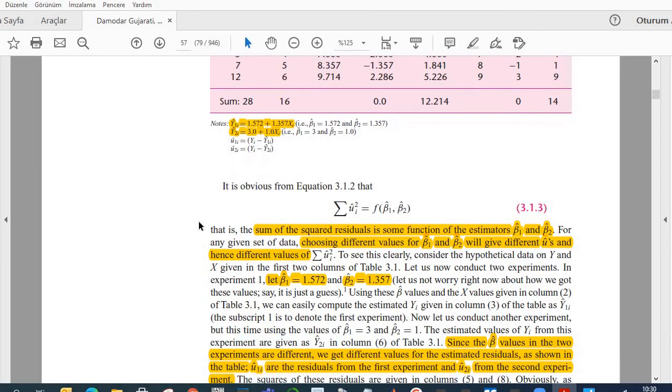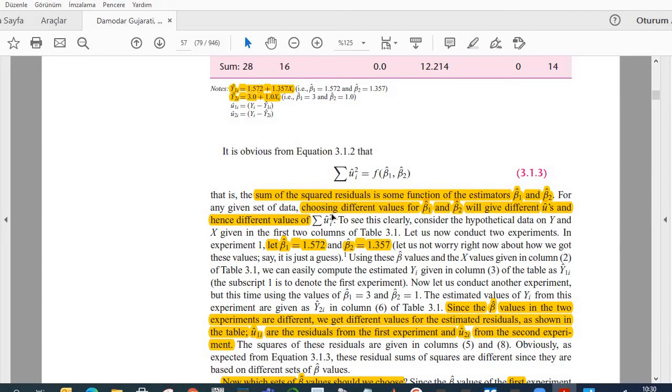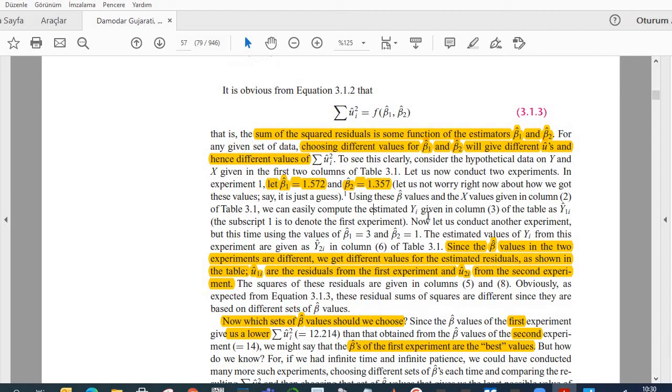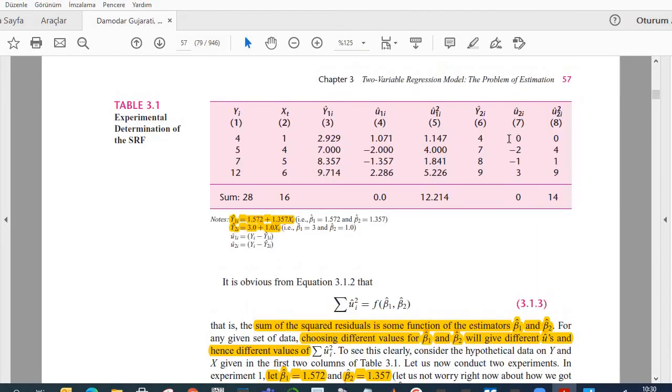So this is the ordinary least square principle. To see this clearly, consider the hypothetical data y and x given in the first column, table 3.1. Let us now conduct two experiments. In experiment 1, let beta 1 be 1.5 and beta 2 be 1.3. Let us not worry right now about how we got these values. Say it's just a guess. It's an example. Using these beta values and the x values given in column 2 of table 3.1, we can easily compute the estimated yi. We estimate the yi's.